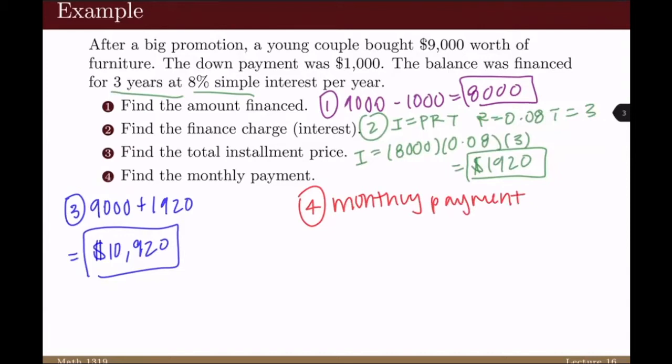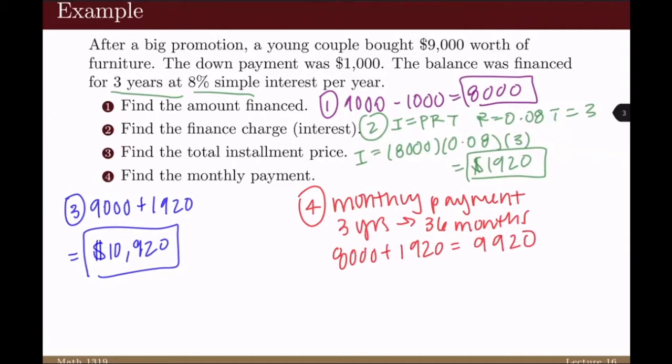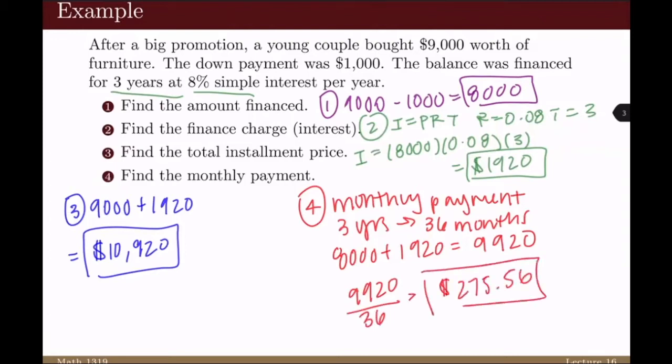The monthly payment, we are going to be paying over 3 years, which is 36 months. And how much we are going to be paying is the 8,000 plus our interest, which is that 1920. So then you take that 9,920, you divide it by 36, and that gets you to 275.56 for your total monthly payment.